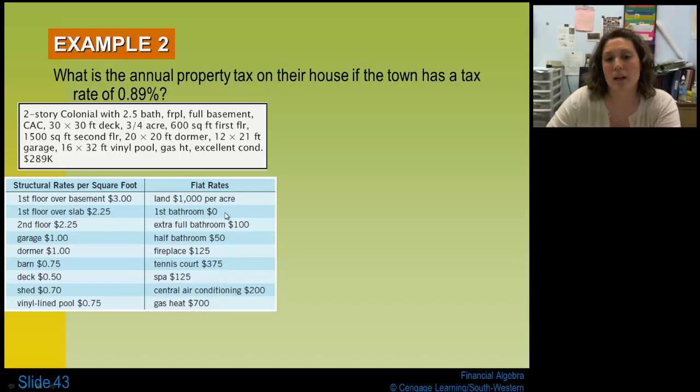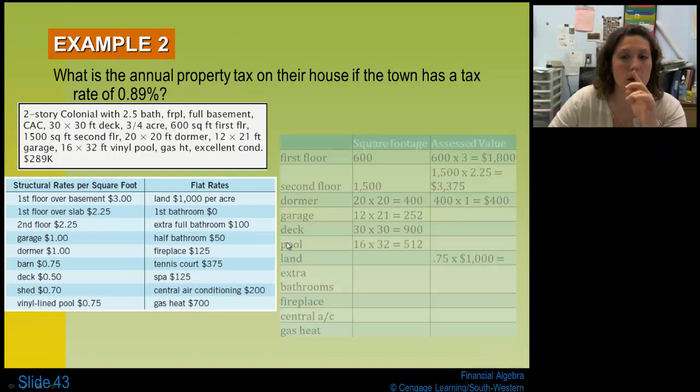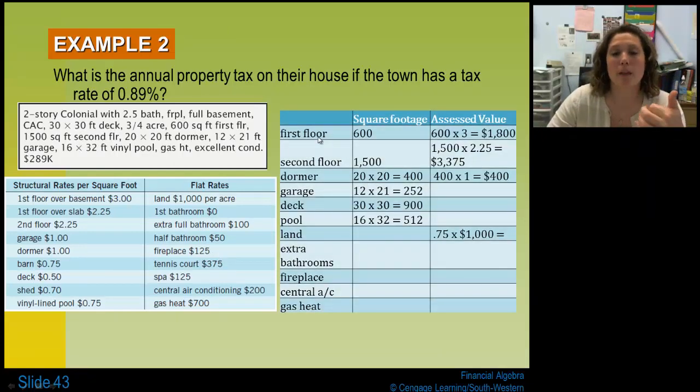The first bathroom, you get nothing. Extra full bathroom, you get $100. A half bath, $50. Fireplace, $125. So on and so forth. So I started a chart here for you. The first floor, it is 600 square feet. The assessed value is $3 for every square foot. So 600 times 3 is 1,800. The second floor has 1,500 square feet. So 15 times 225. The land is based on just flat values.